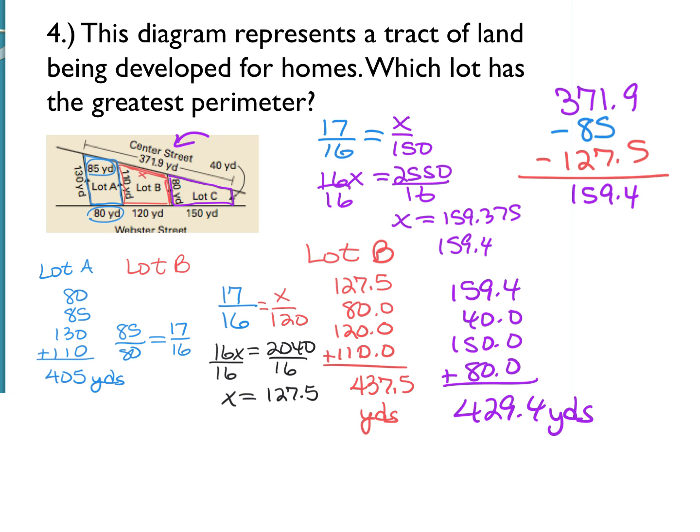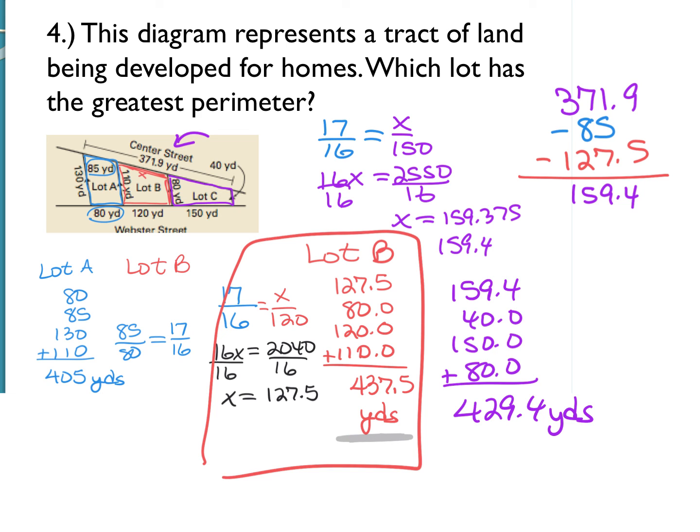And now to answer the question, which lot has the greatest perimeter? That is going to be lot B, because it has 437.5 yards, where the other two is a 405 and 429. So 437 is greater. So that is it for your warm-up on 8.4.